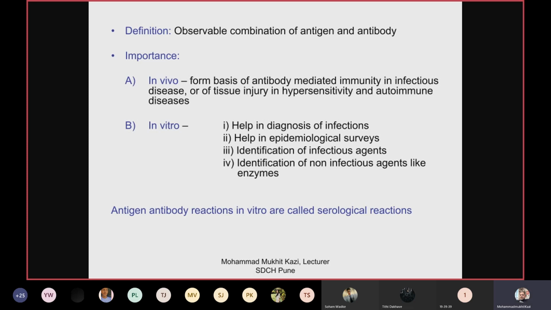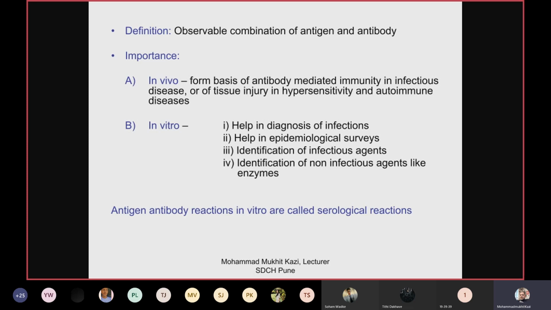If you remember the fifth postulate, which was not stated by Robert Koch but was later added by various microbiologists, if an organism or virus cannot be detected or cultivated in the laboratory on artificial media, you can detect the antibodies. So the fifth postulate is helpful in the diagnosis of various infections.